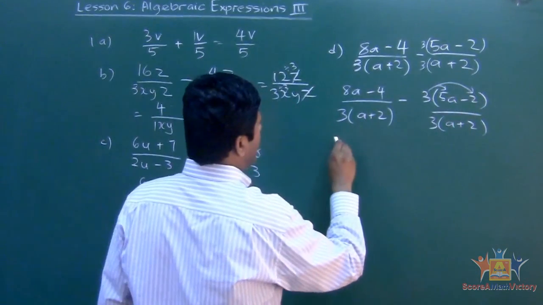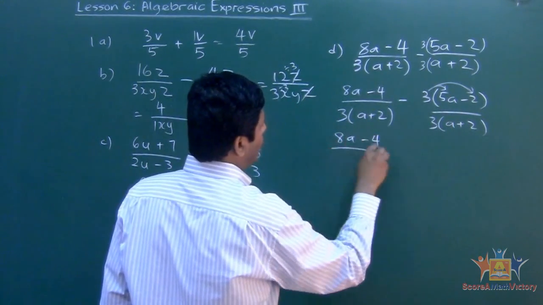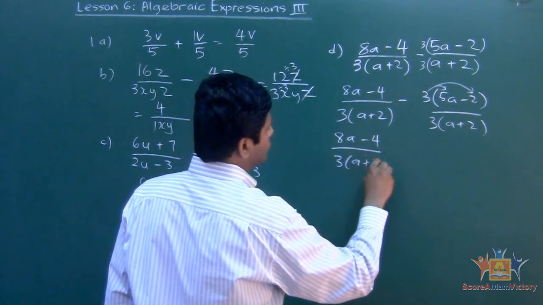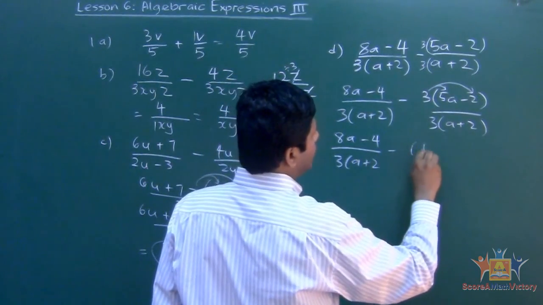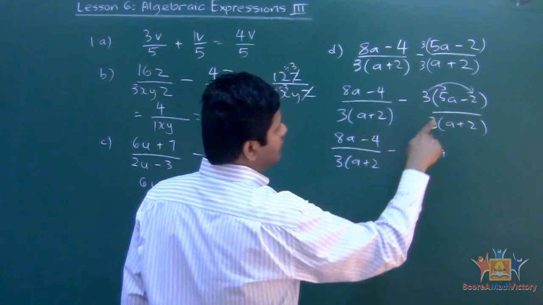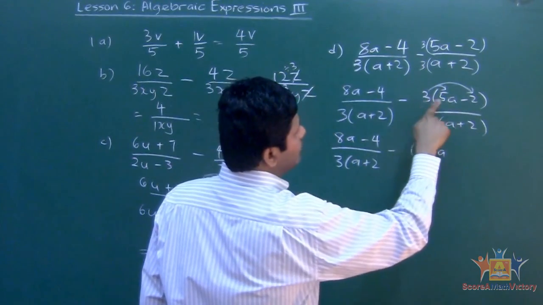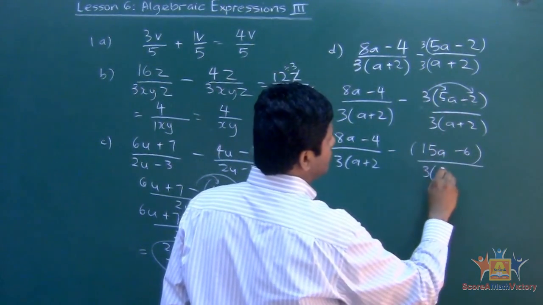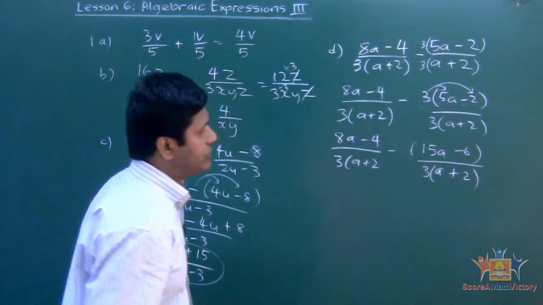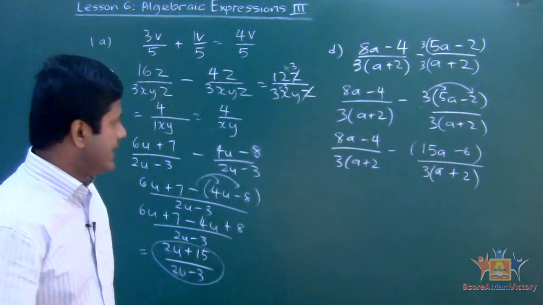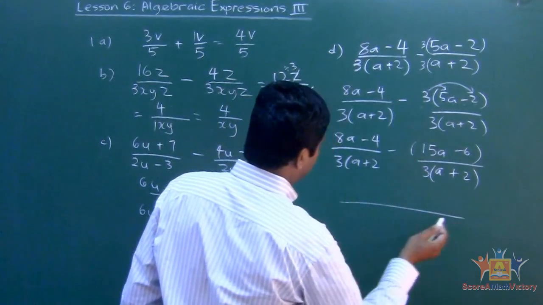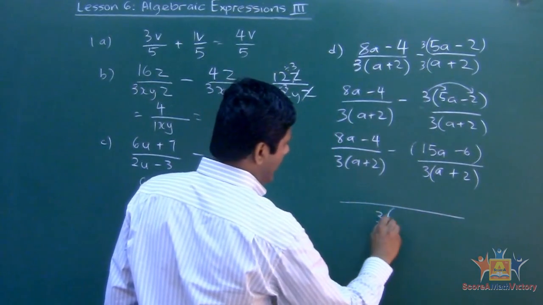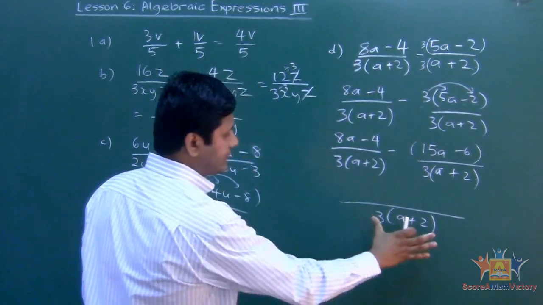And then pretty much you will have 8a minus 4 over 3a plus 2 minus, so you got 15a. 3 times 5 is 15a. 3 times negative 2 is negative 6. I didn't distribute the negative yet, so I just distribute the 3. Okay, now I can combine them, put a straight line. Alright, so put 3a plus 2 as a denominator.